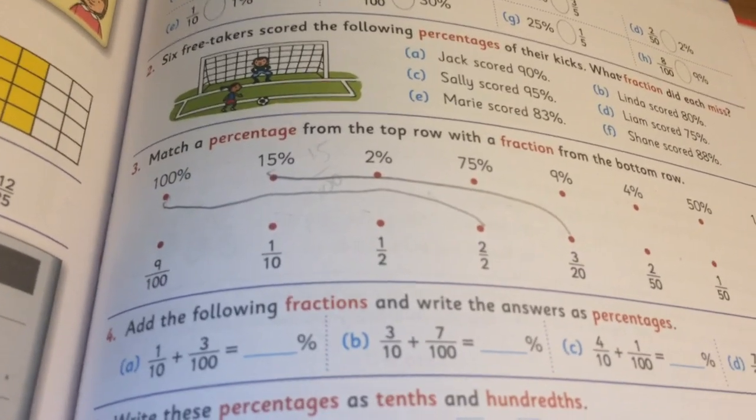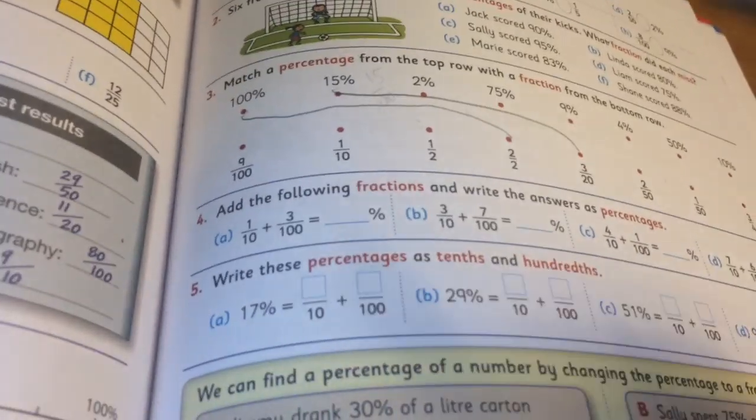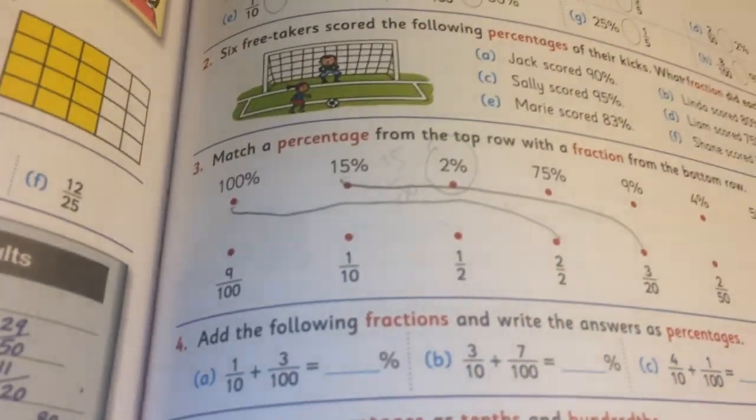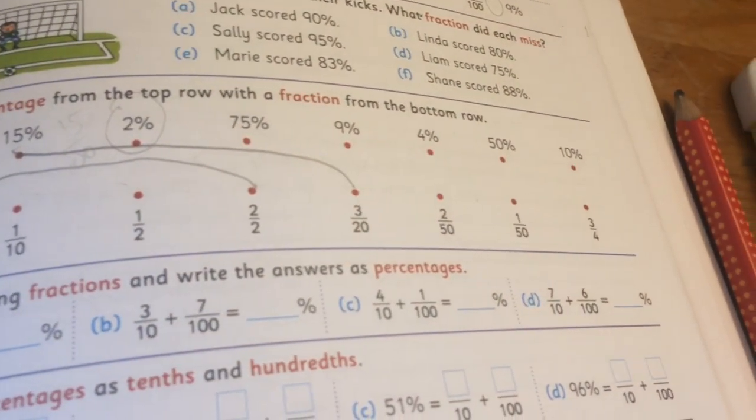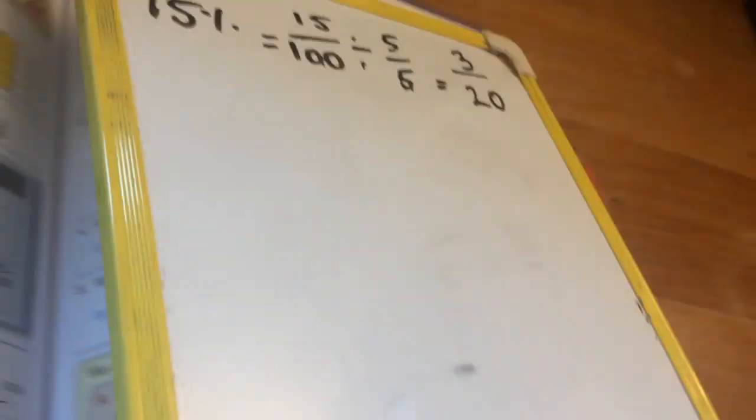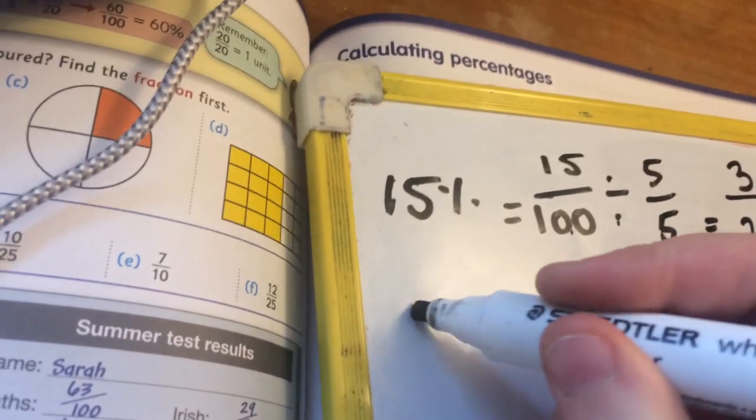Okay. So the next one, I'm going to help you with the next one as well. 2%. Okay, 2%. What is that going to be? Let's have a look. Any ideas? It's hard to work out. Okay. So we're going to work it out over here. So here is our 2%.